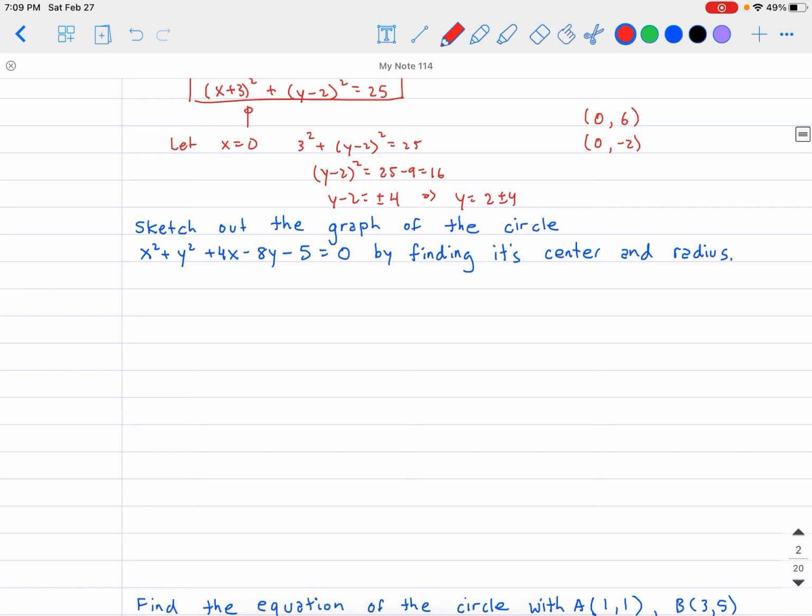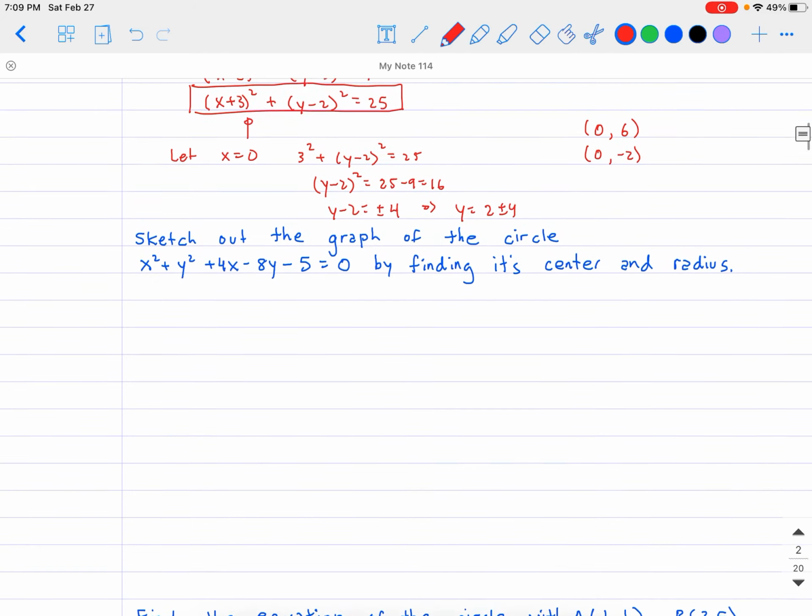Sketch out the graph of the circle with the following equation by finding its center and radius. So note, what I have right here is an expanded form of what I have right above.